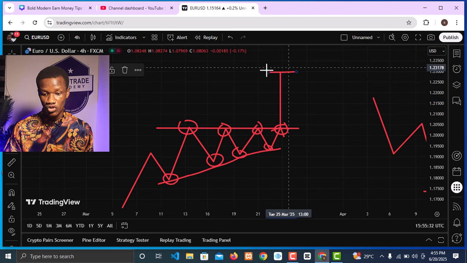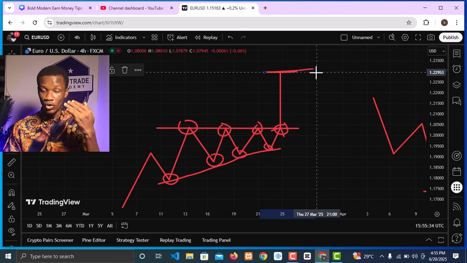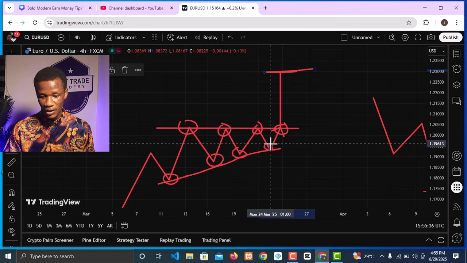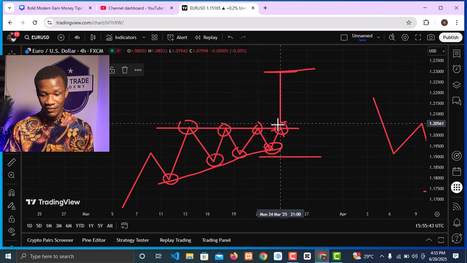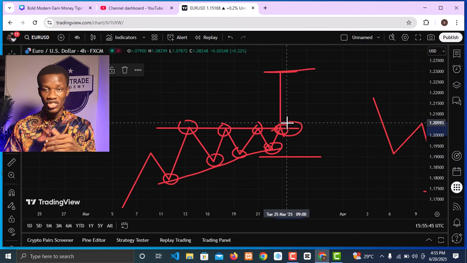So your target is going to be at this very area, while your stop loss obviously is going to be below this very point of important support. This is what is important, while your entry is going to be around this very area. With this methodology, you can get 1 to 2 and 1 to 3 risk reward ratio for sure, and this is very important.